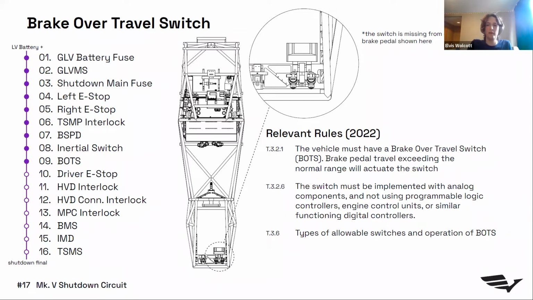And this also has to be implemented with analog components and non-programmable logic. It turns out that this literally can be a switch. It's very simple. That's why it's called the brake over travel switch.